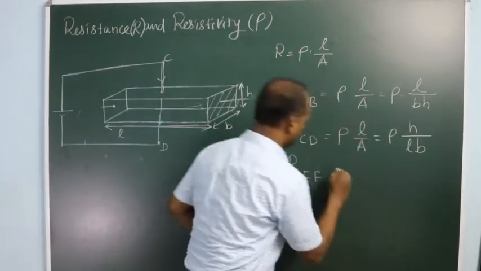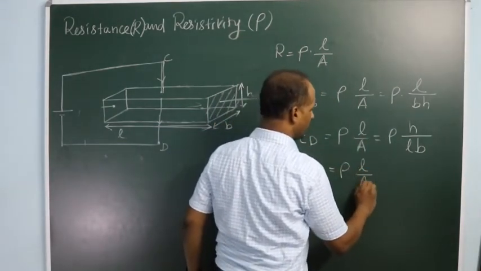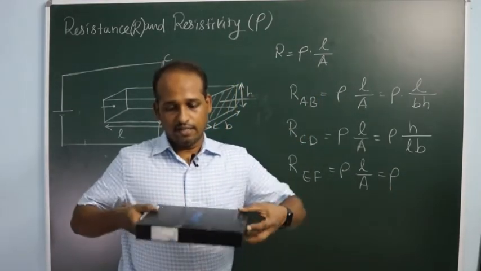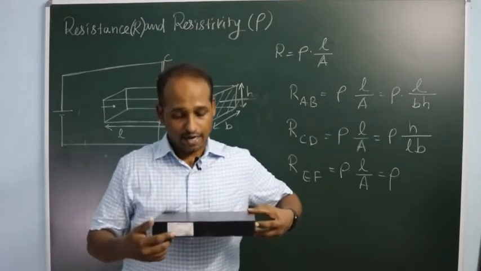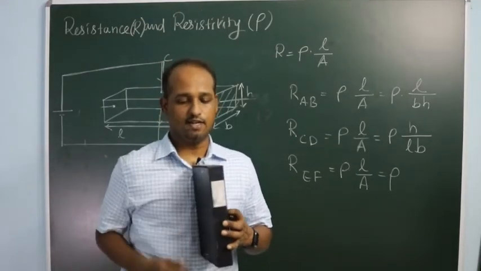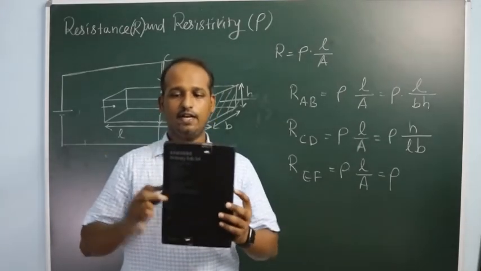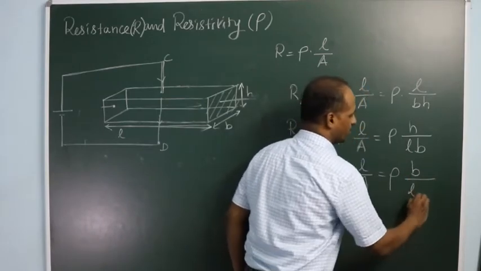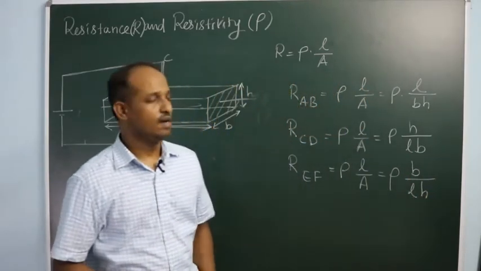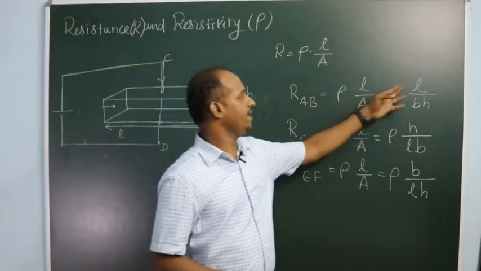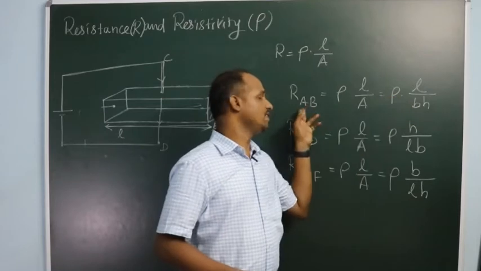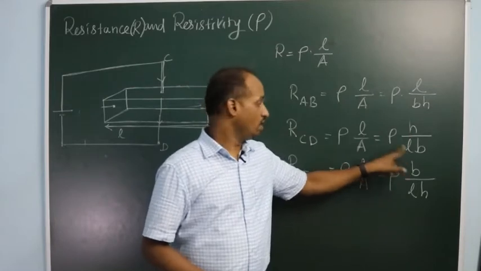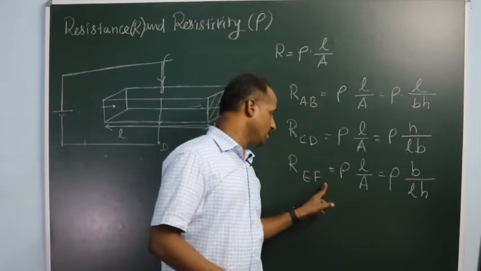Then that is equal to rho into L by A. When you connect this way, L is the length. When you connect this way, H is the length. When you connect this way, the length is B. So it is B by area of cross section L into H. So you know that in this case length is more and area of cross section is less, then the resistance will be more. In this case length is very less but area of cross section is more, and this resistance will be very low, and this one will be moderate.